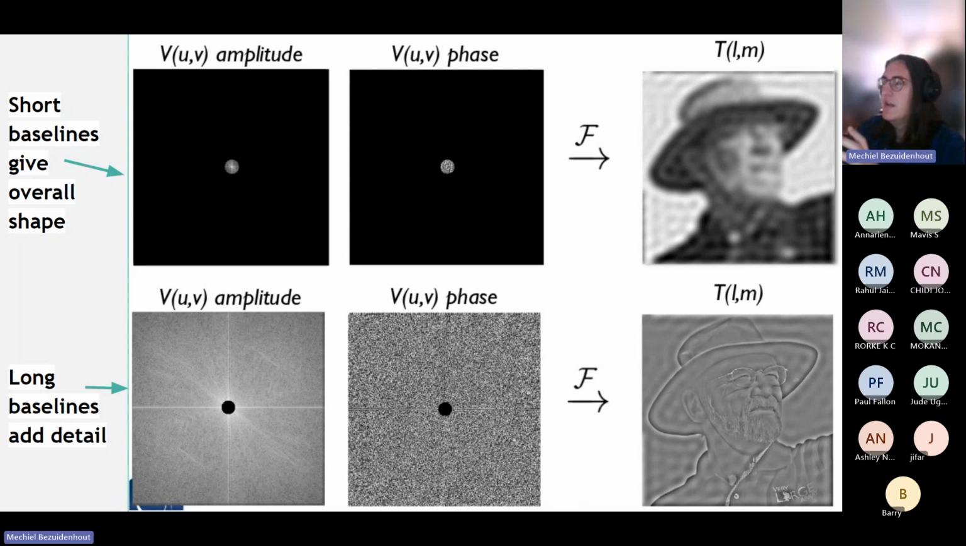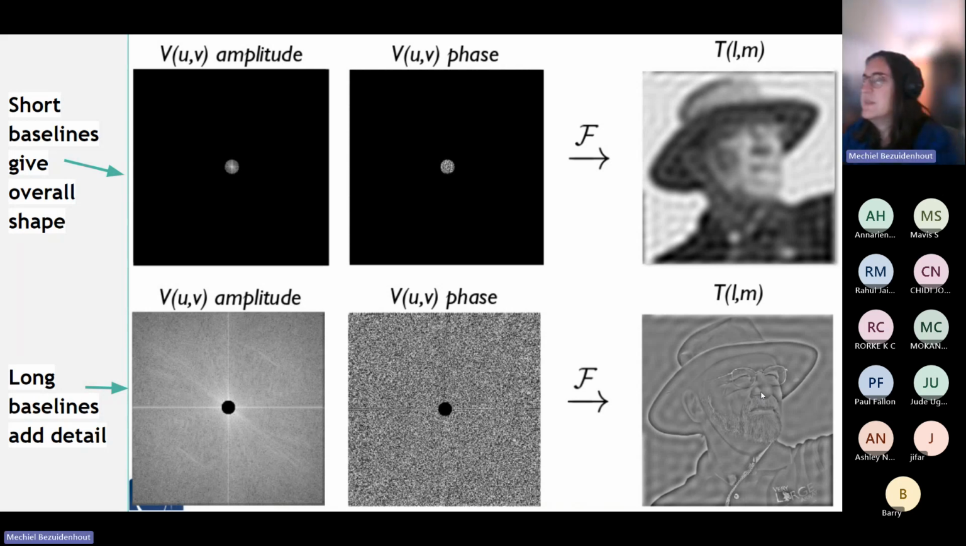So in order to get a full picture of this person, you need to combine the detail from the short baselines and the long baselines. You need the overall shape and you need the detail. So this is all to illustrate to you that the different points in the UV plane correspond to different scales of detail, different kinds of information that are embedded in the image.